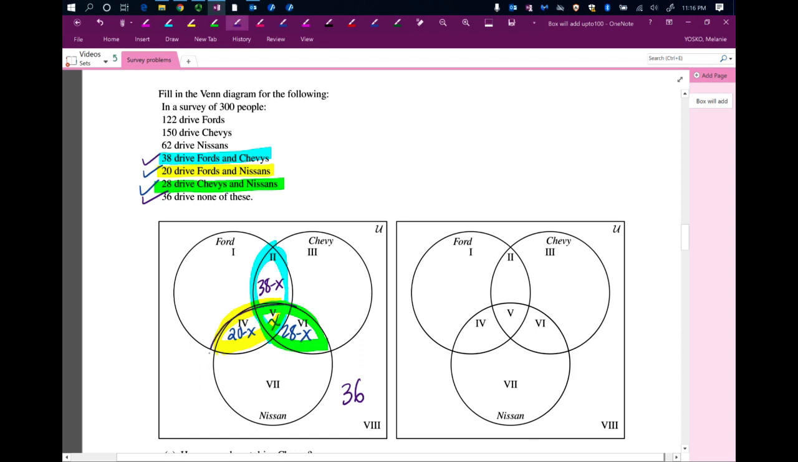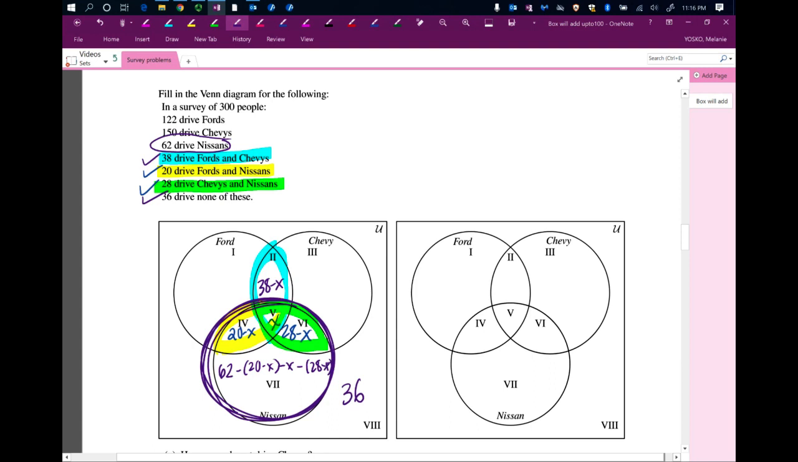62 drive Nissan, so the whole Nissan circle has to add up to 62. So I'm just going to circle it like this. 62 drive Nissan, so the whole thing has to add up to 62. So we do 62 minus the three values that are in the regions already. So 20 minus X, minus X, minus 28 minus X.